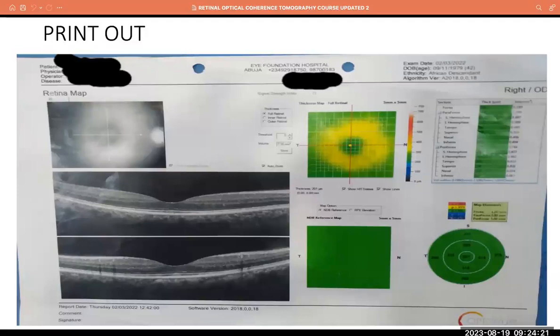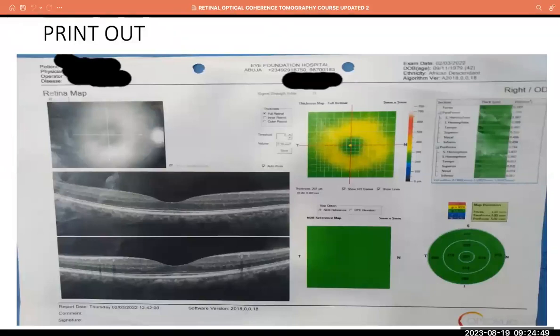In the middle, topmost part, if this is from your own hospital, you put the name of your hospital and your phone number. That's for identification. Then the topmost to the right, you see the date of the examination, the date of birth of the patient, the ethnicity of the patient, and the algorithm, that's the version of the machine.